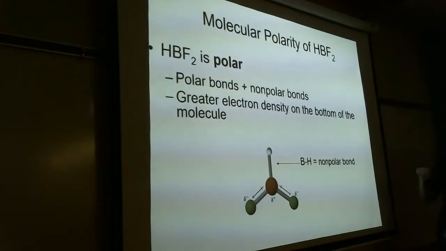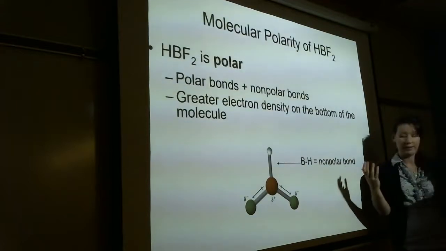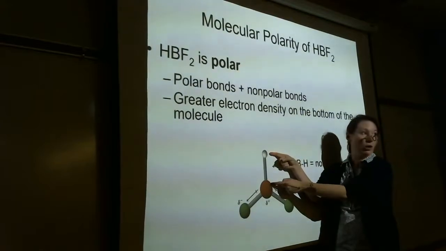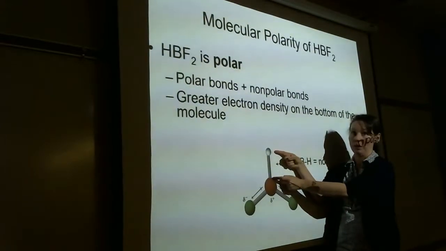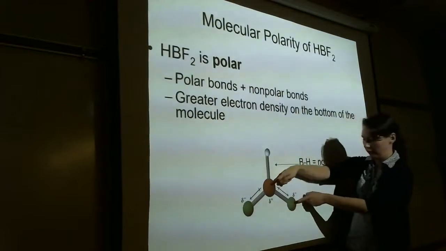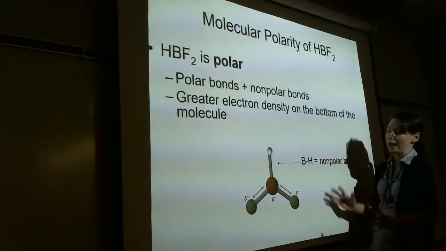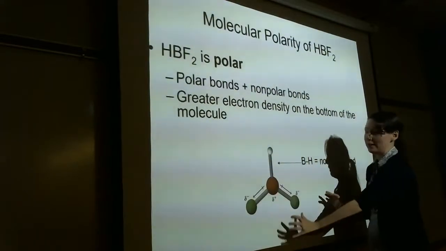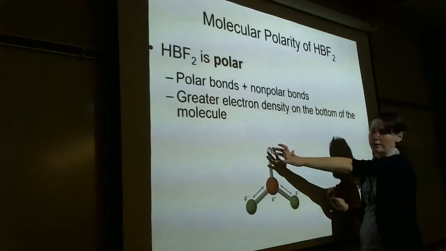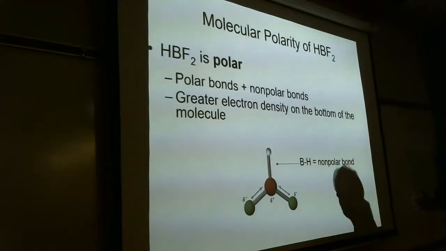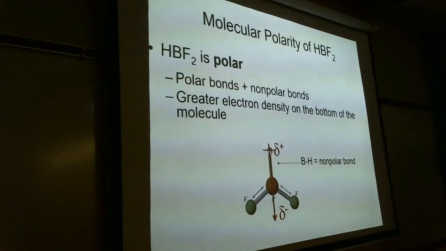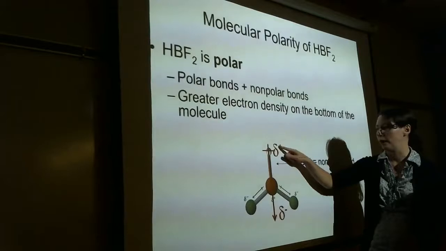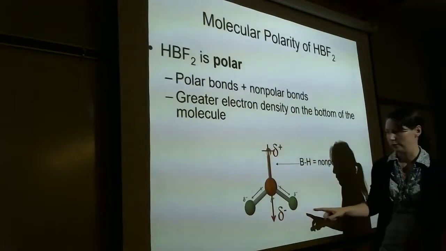All right, now let's substitute one of these fluorines with a hydrogen atom. Now we have HBF2. That changes things significantly, right? Because a boron-hydrogen bond is nonpolar. So that part up here is nonpolar. But these two parts down here are still polar. So now we do have a region down here where there is greater electron density than up here. Does this make sense? So when we draw our arrow indicating the direction, it'll look like this, right? We're pointing down towards the negative. So this is our partial positive region. This is our partial negative region.